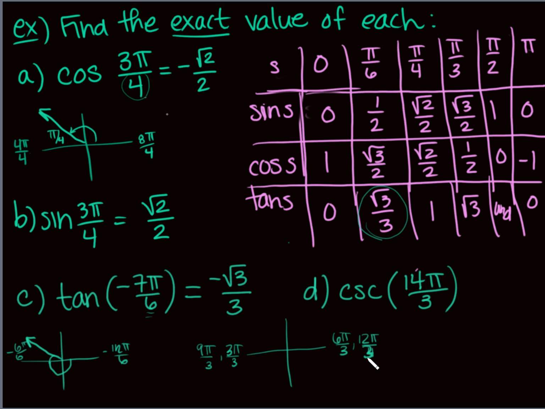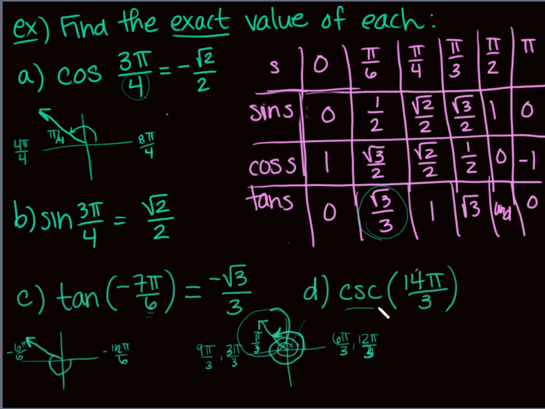Then look at 12 pi over 3. I need 2 more pi over 3's, right? So here's 1 more pi over 3. There's another pi over 3. So there's 6 pi over 3, there's 12 pi over 3, there's 14 pi over 3. But really all that matters here is knowing what quadrant I'm in and also knowing what my reference angle is. So my reference angle is pi over 3, right? I'm in the second quadrant.